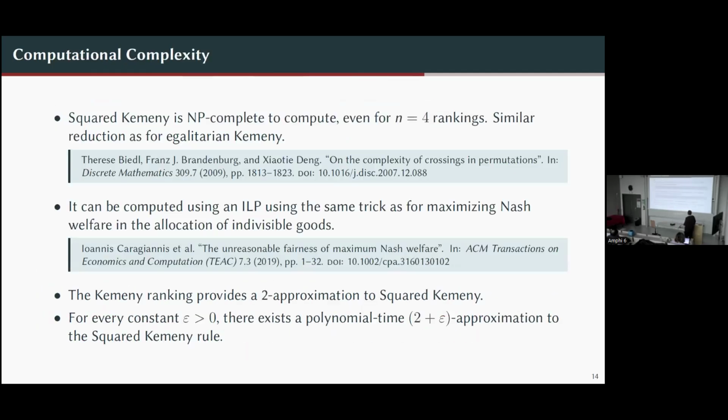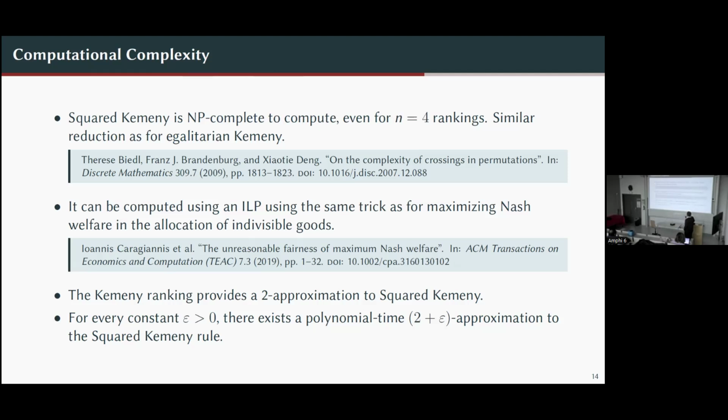Okay, so let's talk briefly about computation. Squared Kemeny is NP-complete to compute. Not so surprising, because Kemeny is also NP-complete to compute. There are factorially many rankings that we're optimizing over. For Kemeny, it's closely related to the feedback arc set problem. Squared Kemeny is NP-complete too, even if we only have 4 rankings in the input with the same weight. So it's just 4 rankings, each of weight 25%.